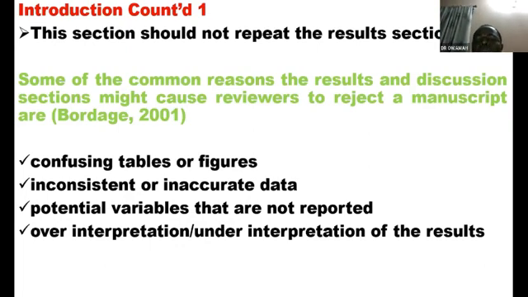Now, potential variables that are not reported. You are working on water quality and you are telling about physicochemical parameters, and we don't find information about the total suspended solids. We don't find any information about the pH. We don't find any information about the temperature. We don't get any information about the odor, whether the water has odor or not, or whether it has taste or not. And these are the physical parameters. Then you are talking about chemical parameters. You did not determine the heavy metals. Lead was not determined. Chromium was not determined. And all of those.